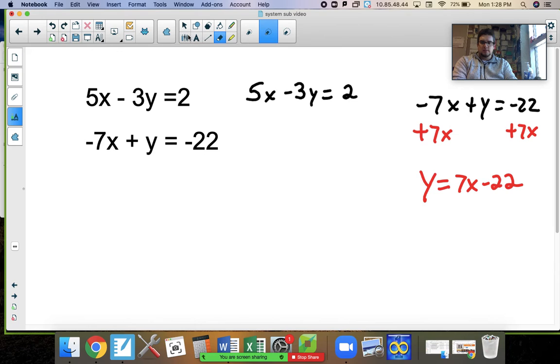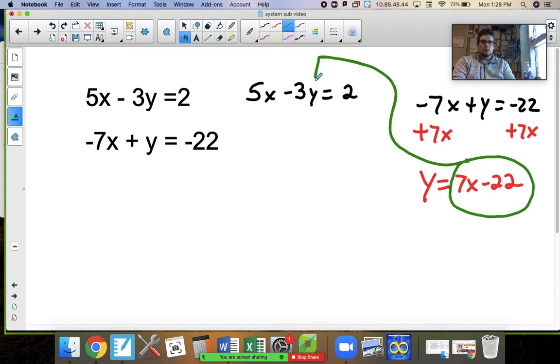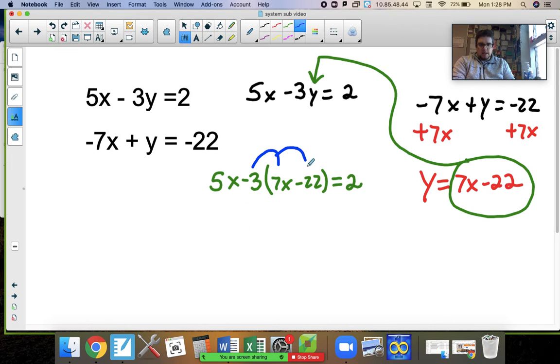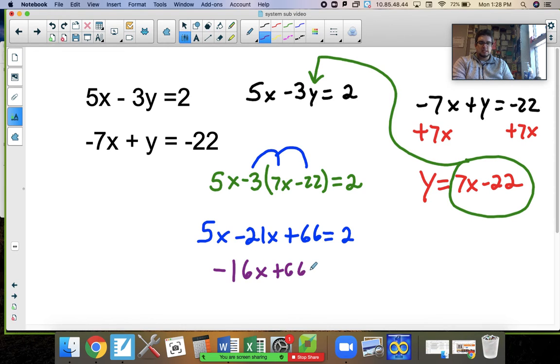Now that I have a y equals, I'm going to take this y equals and plug it in for y in this equation, not x, in for y. So I get 5x minus 3 times (7x minus 22) equal to 2. I distribute that -3, so I get 5x minus 21x plus 66 is equal to 2. Combine my like terms, so I get -16x plus 66 equals 2.